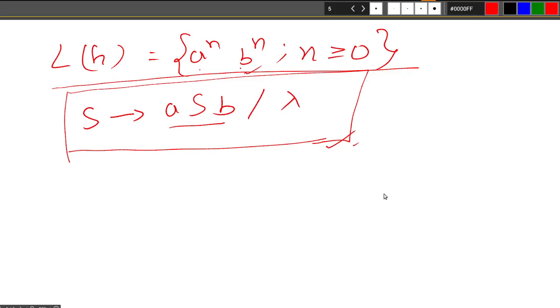Let me ask this question to Aman Kumar. Aman, tell me which type of grammar it is. Type 0, sir. Why? Is there a possibility of having any higher type of grammar? No, sir, I guess. It cannot be type 1 grammar, because the left hand side is not equal to the right hand side in the number of variables.